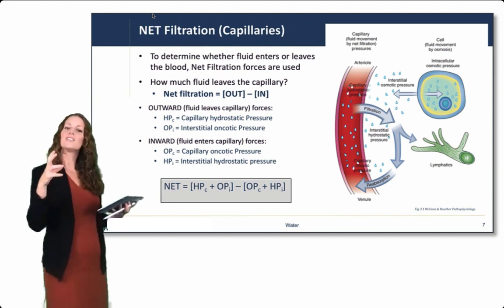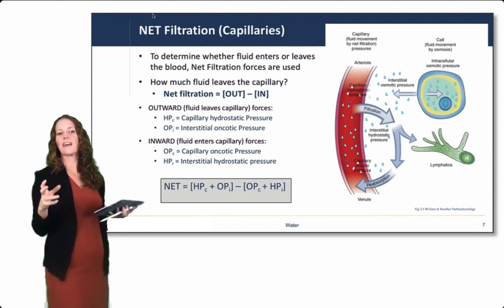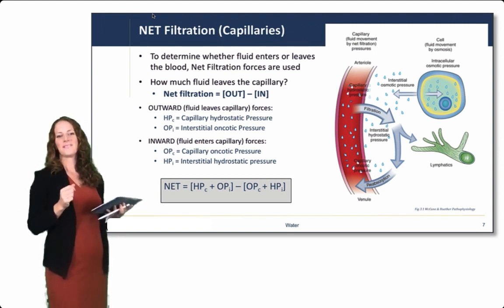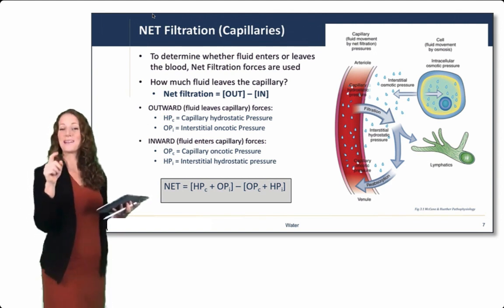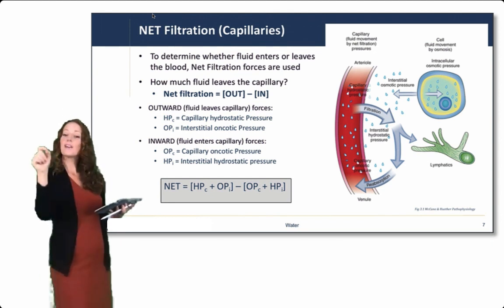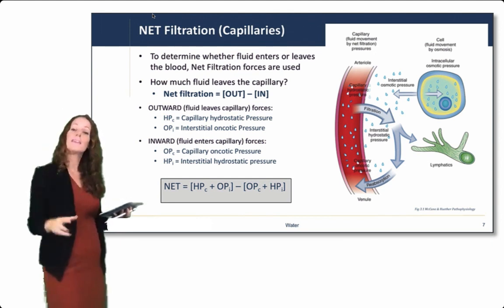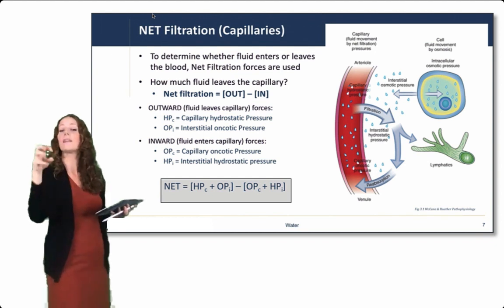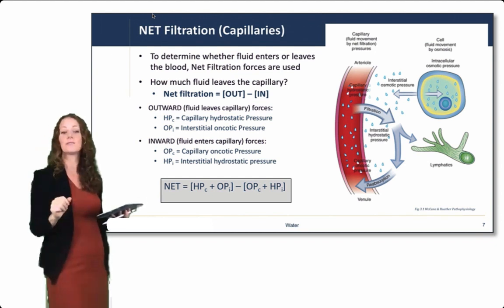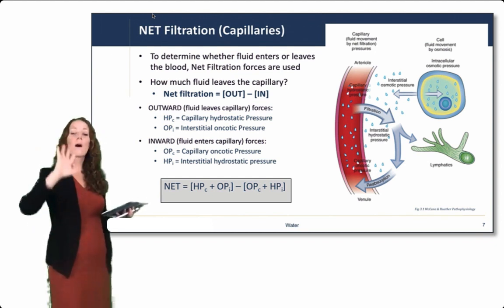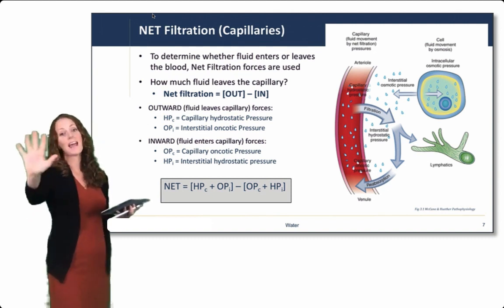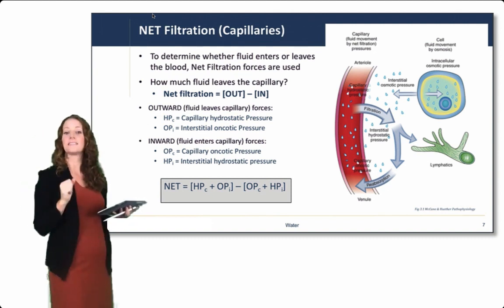So what direction should the fluid move at the arterial end? If you said outward, you were correct. The fluid at the arterial end of the capillary should be bathing the tissues and bringing in the fluid and the nutrients and the oxygen to the tissues. So at the arterial end, we want filtration. We want a net outward force when you calculate all of these together.